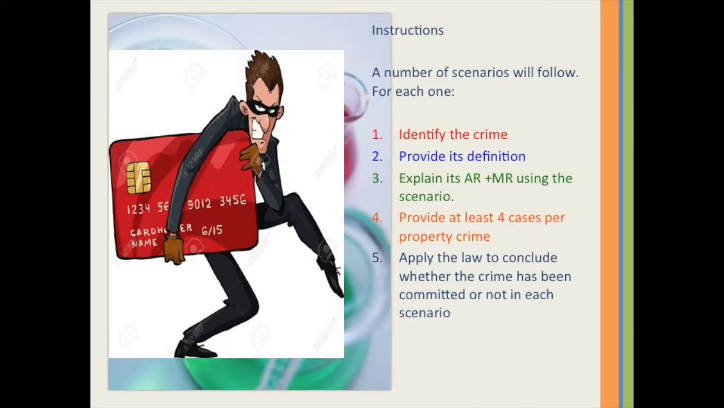10 scenarios are featured, and for each one, either the student or a group of students will be required to do the following things: identify the crime, provide its definition, explain both the AR and MR components using the scenario, and provide at least 4 cases or their knowledge of 4 cases per property crime, and then apply the law in order to conclude whether the crime has been committed or not in each case.